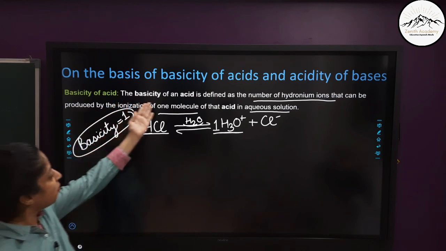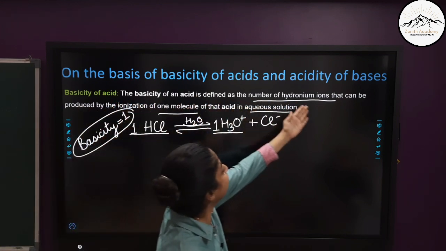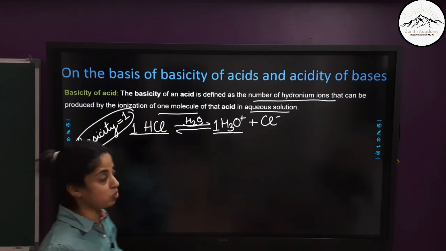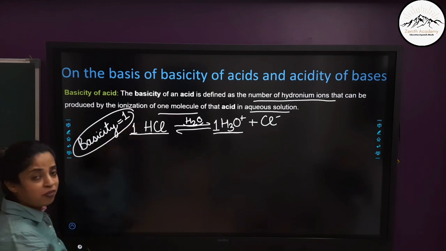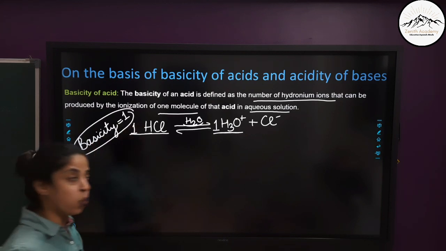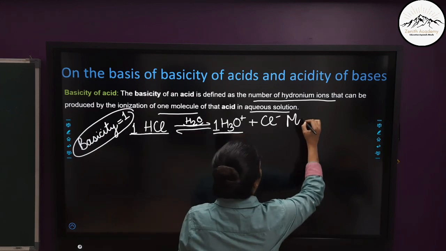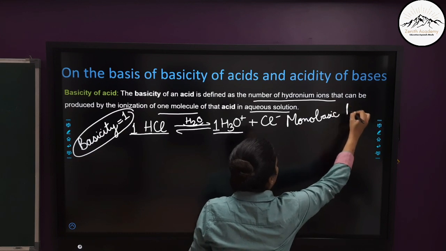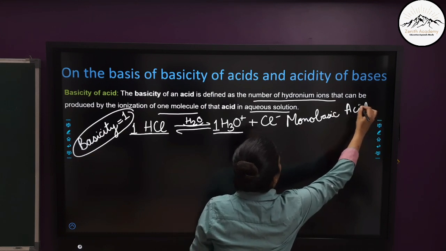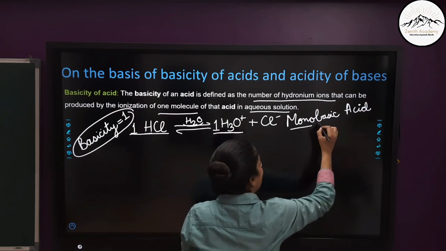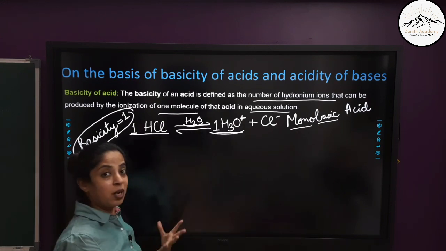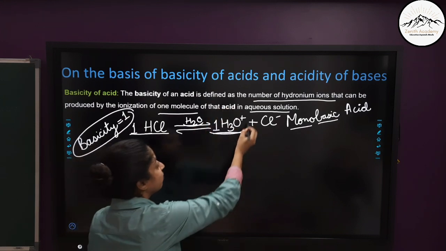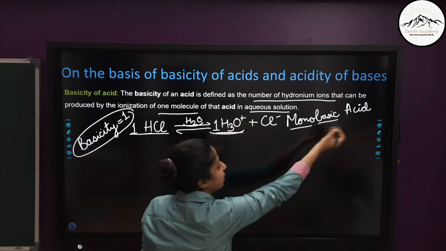So you can read, the basicity of an acid is defined as the number of hydronium ions that can be produced by ionization of one molecule of that acid in aqueous solution. This type of acid whose basicity is 1 is known as a monobasic acid. Now why is it called mono? Because one. And why is it basic? Because bases react with these hydronium ions to form salt and water. So it is giving one hydronium ion. That is why monobasic acid.